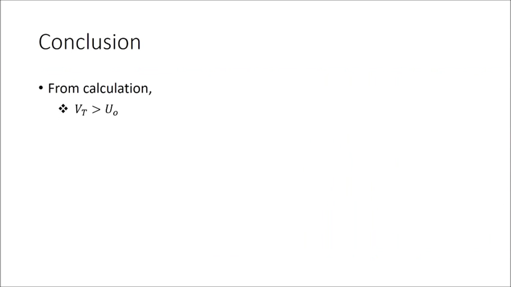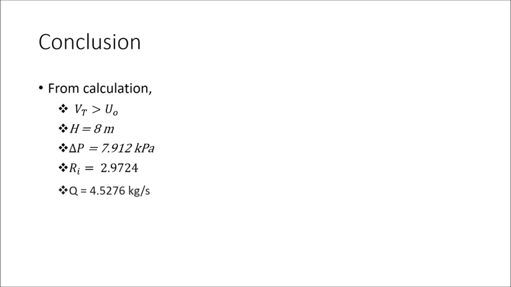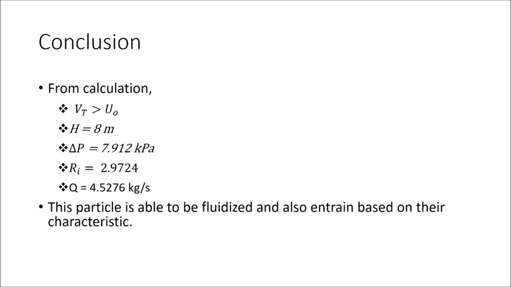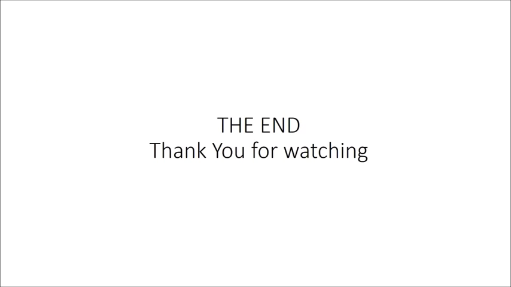From the calculations, the value of Vt is greater than U0. The height will be 8 meters. The pressure drop will be 7.192 kilopascals. The rate of entrainment will be 2.9724, and also the value of Q will be 4.5276 kg per second. These particles are able to be fluidized and entrained based on their characteristics, so our design is acceptable. Thank you for watching. Bye.